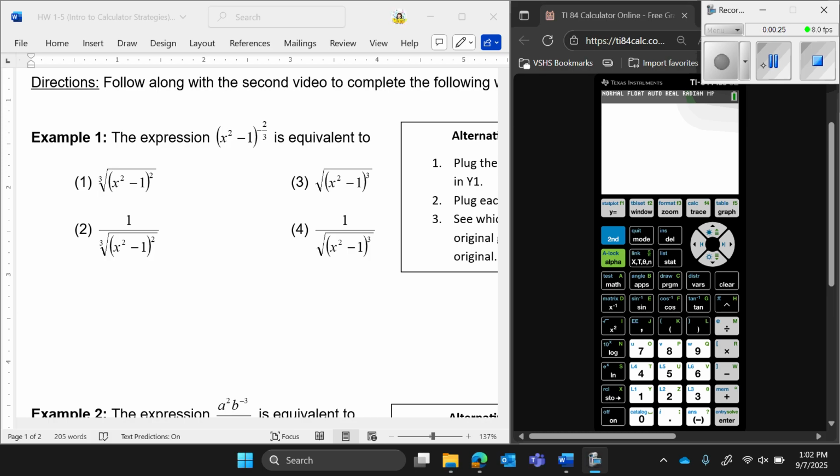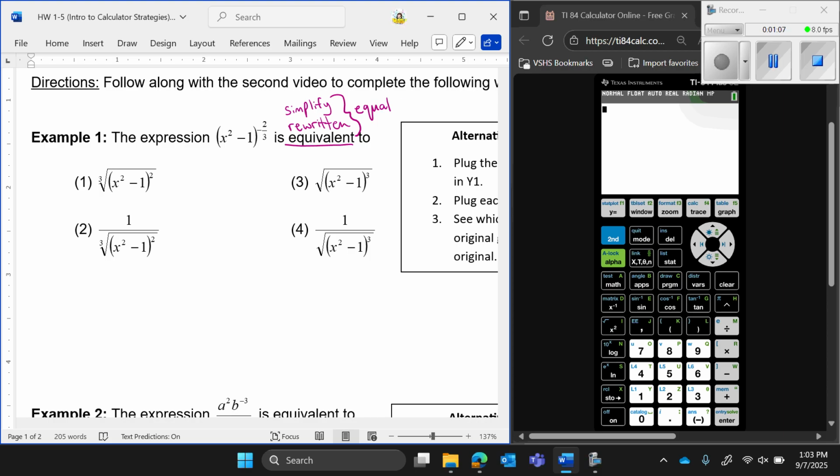In the first question, it says the expression (x squared minus 1) to the negative 2/3 power is equivalent to what. The key thing is that you notice the important word "equivalent." Synonyms for equivalent are "rewritten" or "simplify." Anytime you see any of those three words, you can use the strategy I'm about to show you, because what these three words mean is that the answer and the question are equal.